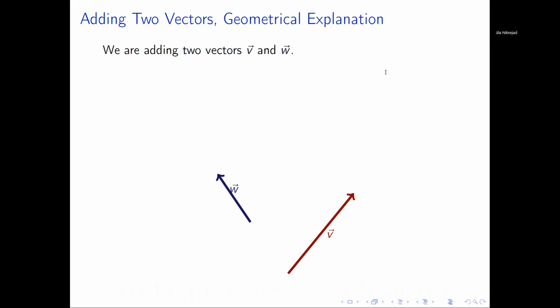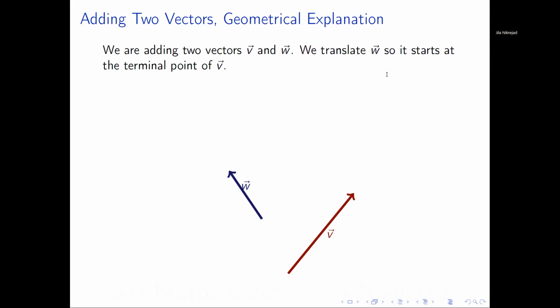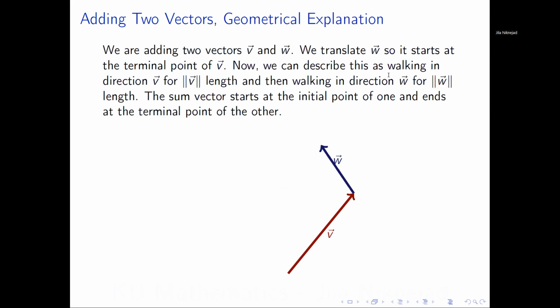I will translate w so that the initial point of w becomes the same as the terminal point of v. It could be the other way around, as long as one initial point is the other's terminal point.